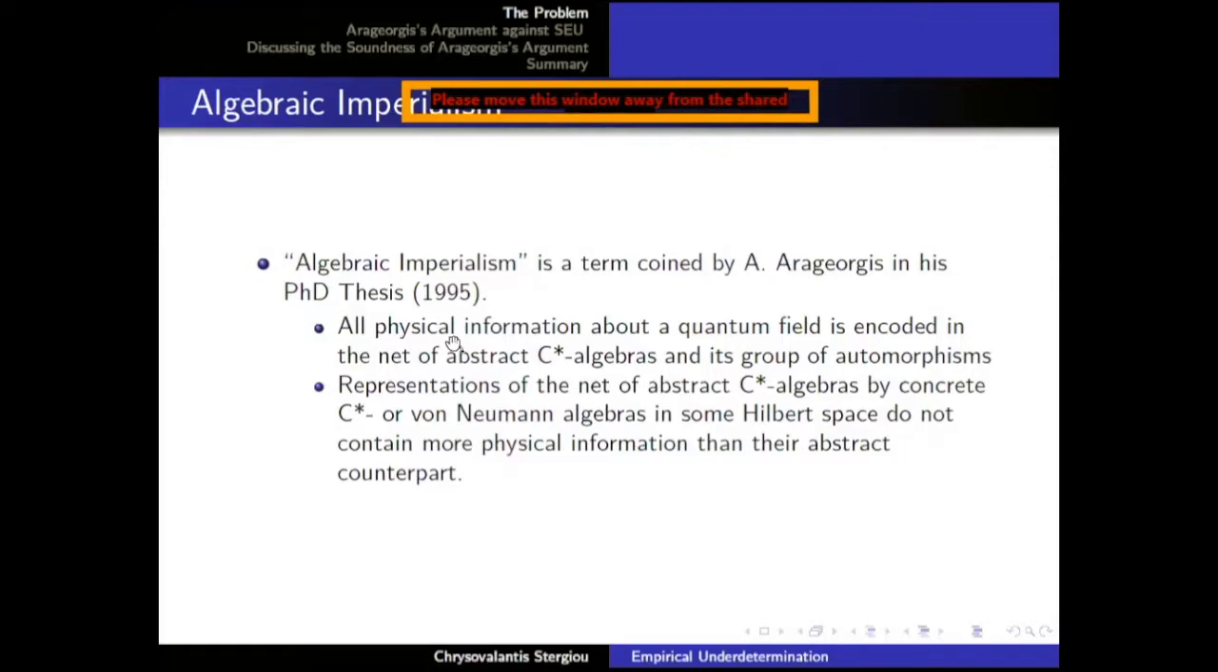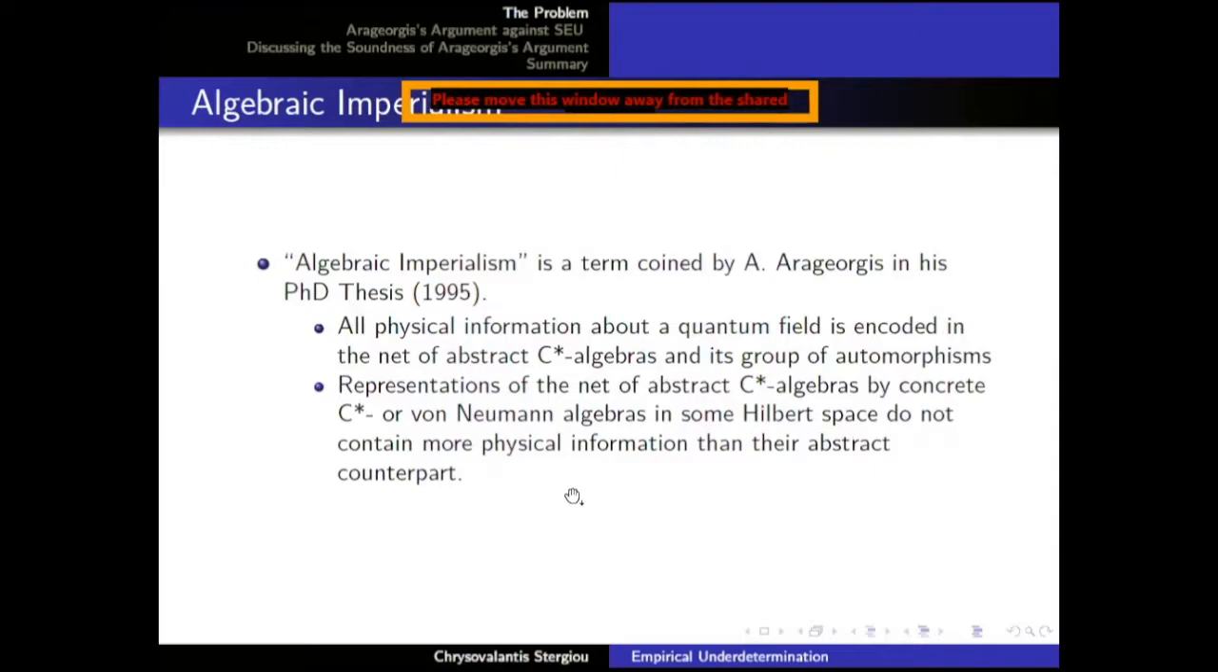The positive content is that all information about quantum fields is encoded in the net of abstract C-star algebras and its group of automorphisms. And the negative meaning of algebraic imperialism is that representations of the net of C-star algebras by concrete C-star or von Neumann algebras in some Hilbert space do not contain more information than their abstract counterpart.